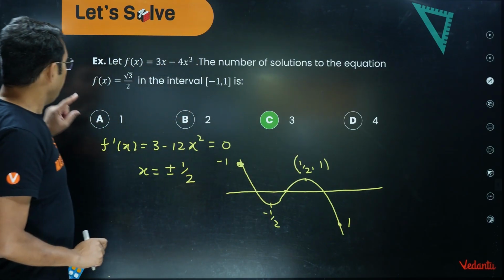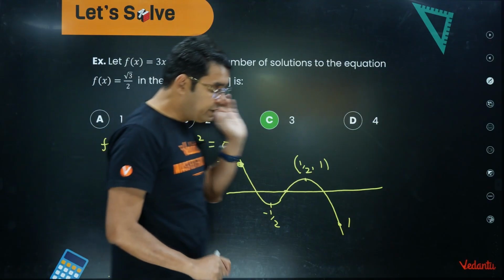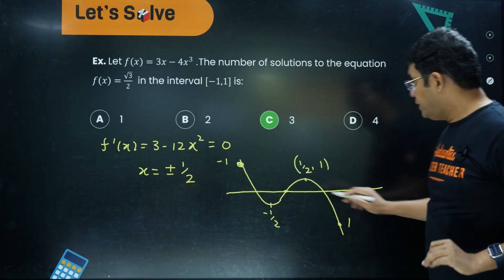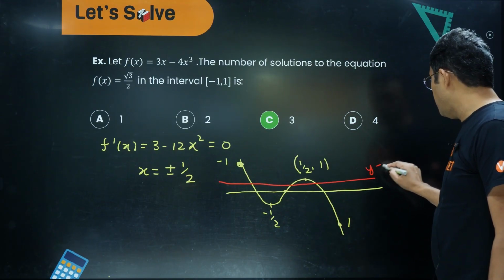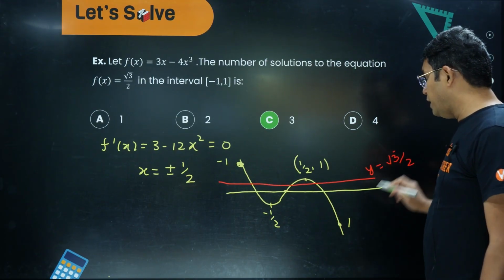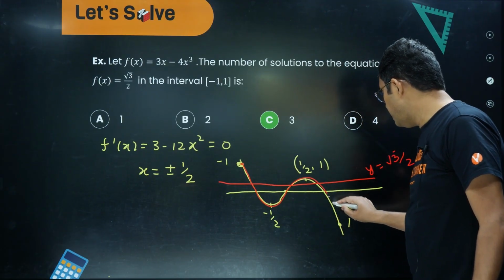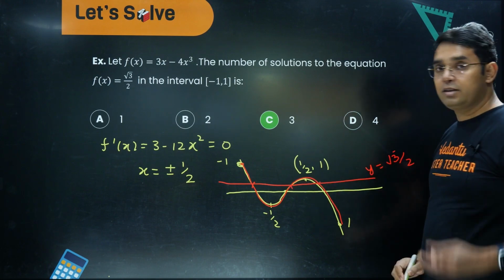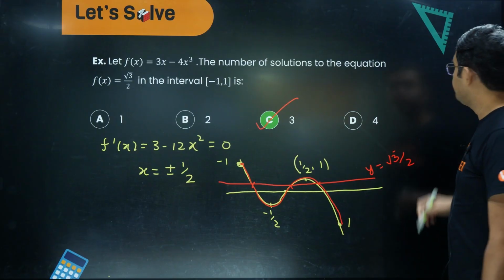Okay. Now, if we are looking for the value of the function as root 3 by 2, the same logic applies as I gave you in method number 1. That root 3 by 2 line will be going like this, y equal to root 3 by 2. So you can see from -1 to 1, this graph is intersecting y equal to root 3 by 2 at 3 points. So the number of solutions would be 3 for this question.